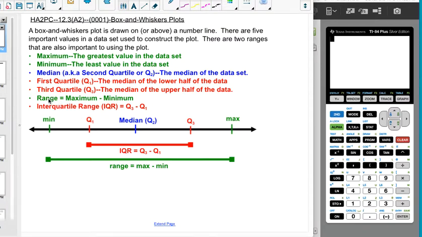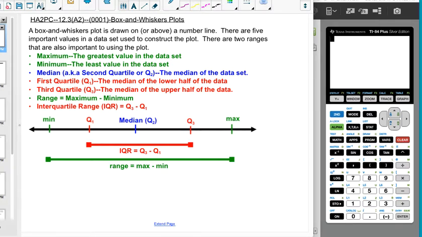So we have the range, which you can see here in green, is the max minus the min. That's called the range of the data. And then the IQR, which is called the interquartile range. This is the upper quartile minus the lower quartile, or the third quartile minus the first quartile, right? So again, you can call this one the upper quartile and this one the lower quartile as well.